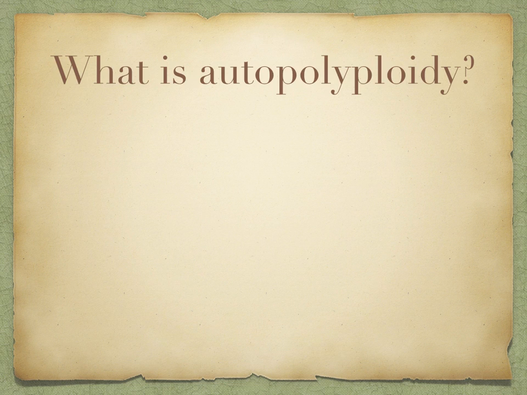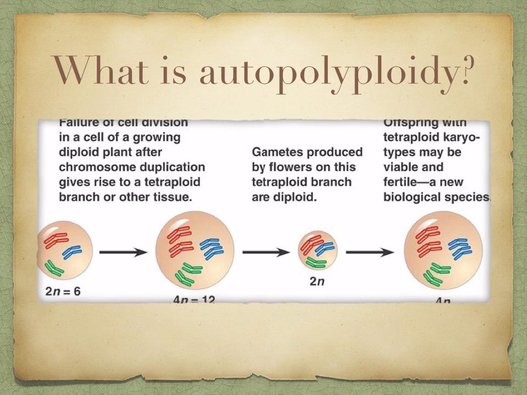Okay, what is autopolyploidy? Autopolyploidy is when an organism has more than 2 sets of chromosomes derived from the same species. During mitosis, the chromosomes don't separate. We call this non-disjunction. They don't separate into different cells because the cytoplasm doesn't separate the cells, so there's no cytokinesis.